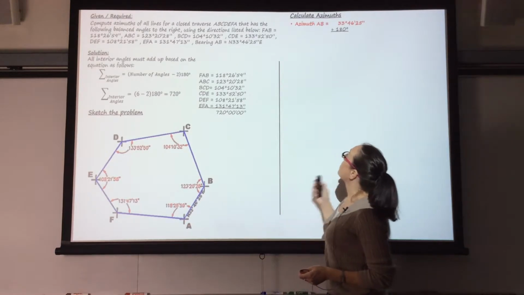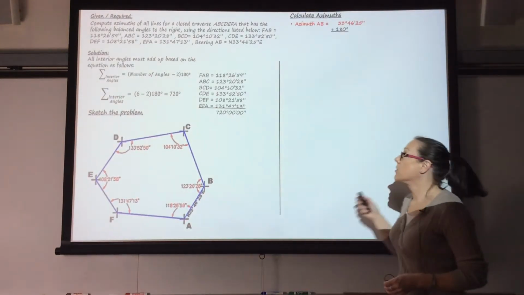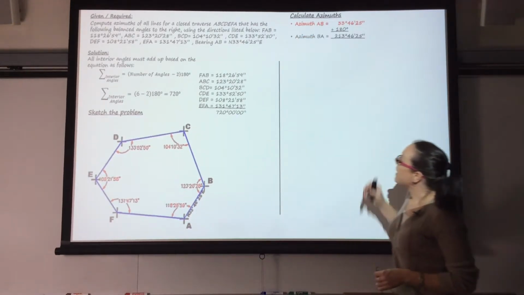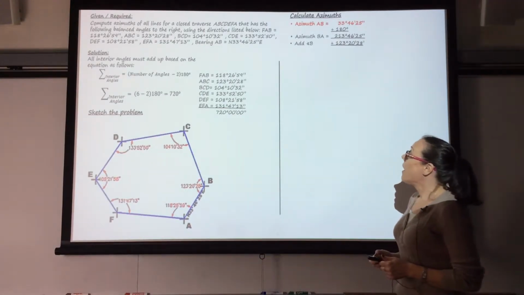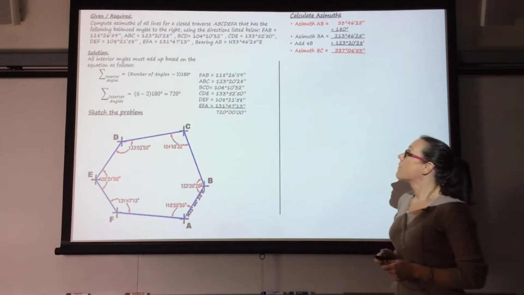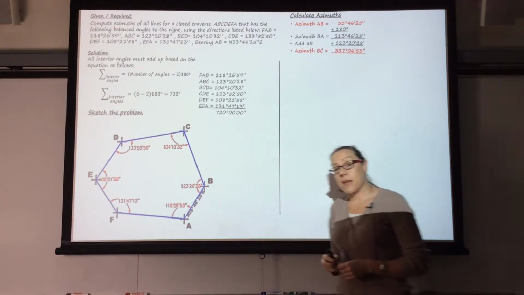So we started with the azimuth, we add 180 because our initial azimuth is less than 180, and we get the back azimuth. So from B to A, it's got a back azimuth of 213. I add the angle of 123 degrees at B, and that gives me my new azimuth from B to C. So B to C, like I said, was about 337.